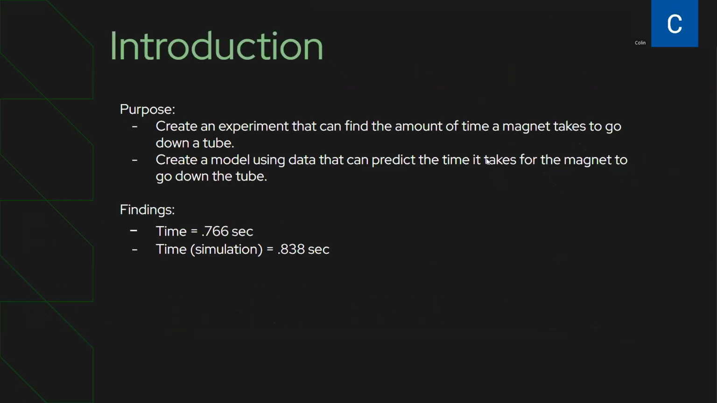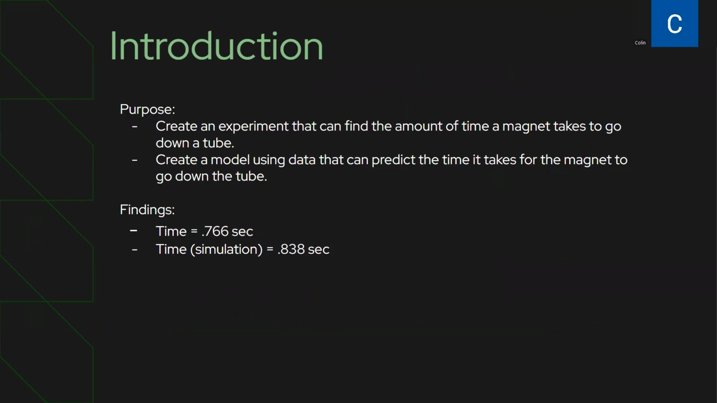Introduction. The purpose of this experiment was to create an experiment that can find the amount of time a magnet takes to go down a tube, and then also creating a model using data that can predict the time it takes for the magnet to go down the tube.